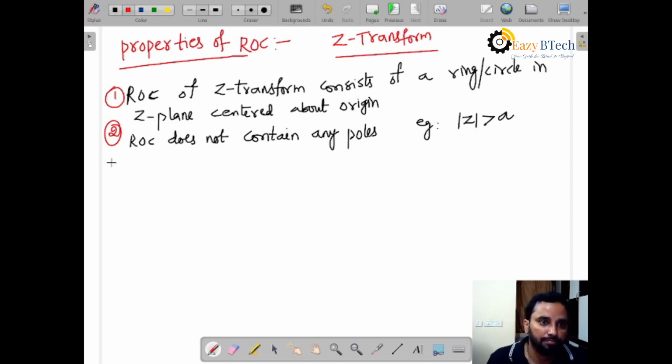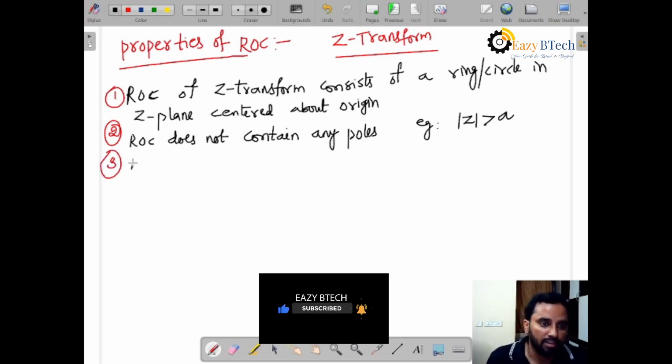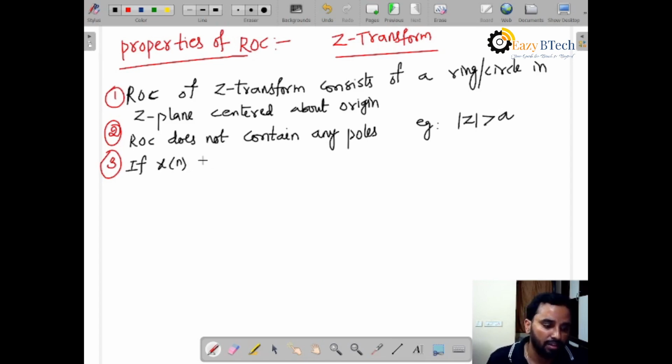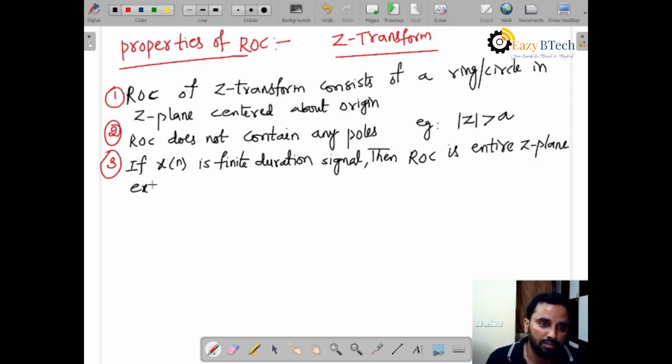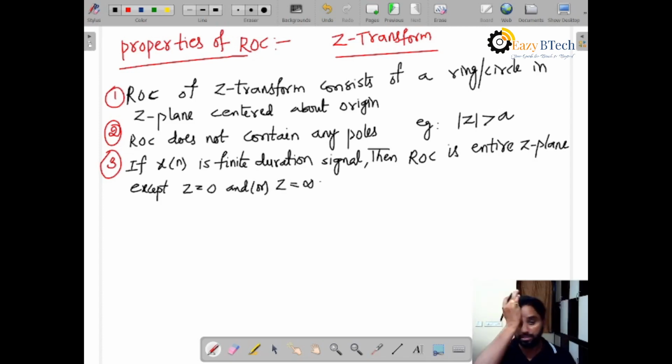Third property: if x of n is a finite duration signal, then ROC is the entire Z plane except z is equal to 0 and/or z is equal to infinity.